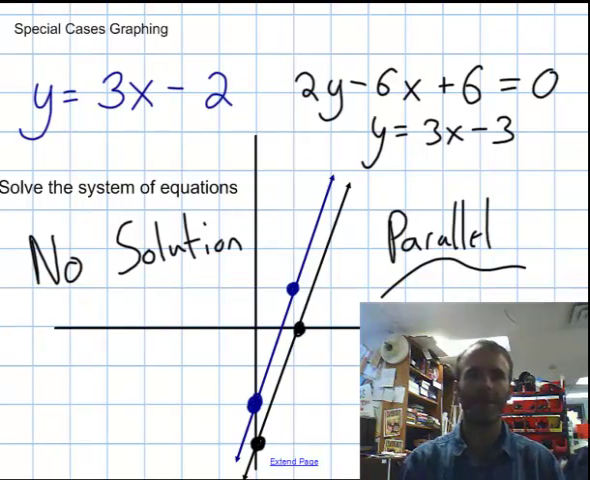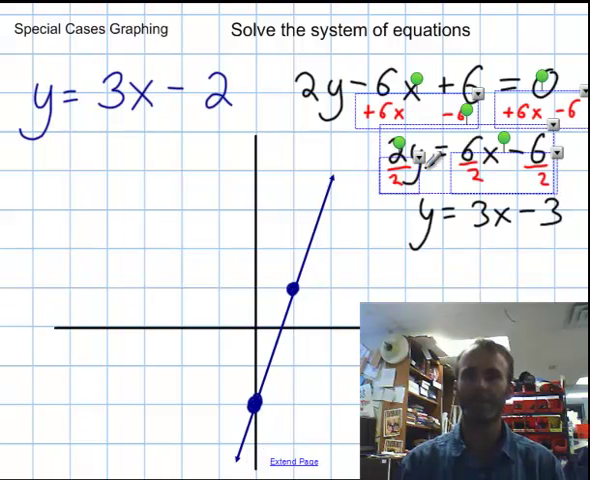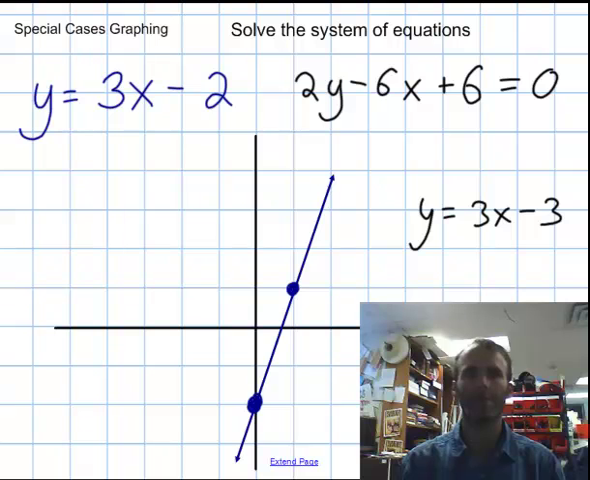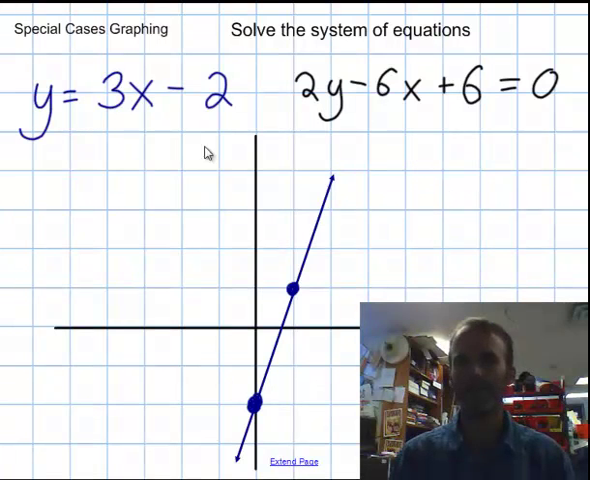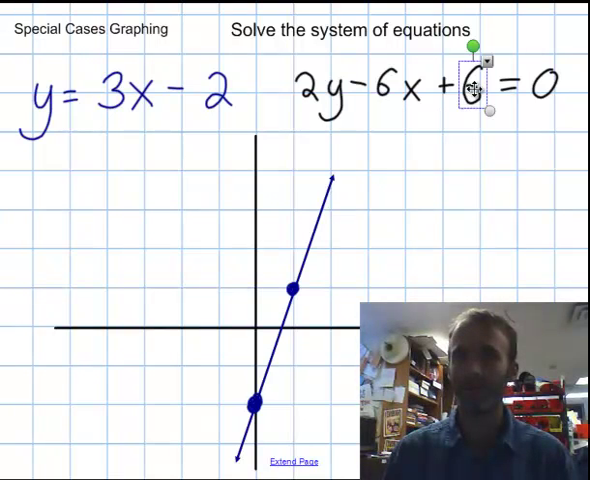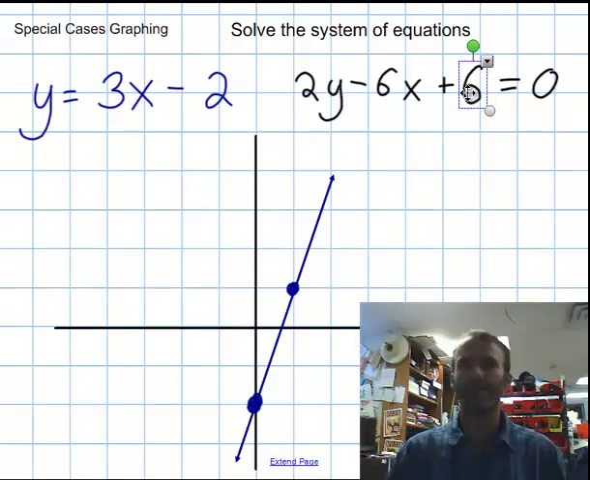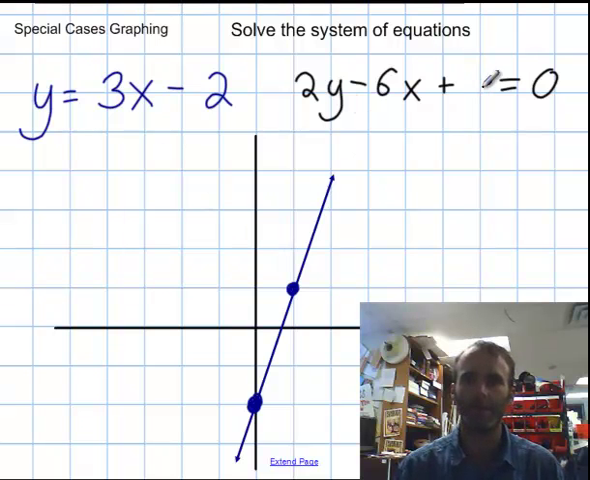Alright, so we have that. Let's do another one. Alright, so let's say instead of having a different y-intercept, let's make this the same y-intercept. So let's see what happens if I change that from a 6 to a 4.